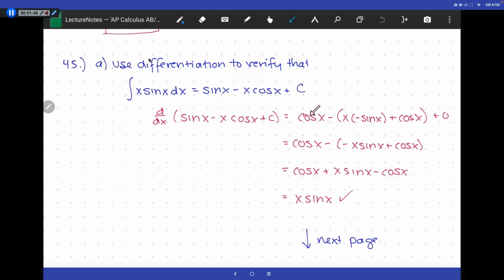And derivative of sine is just cosine. I have to do product rule right here. So it looks like I chose to put the minus sign outside and then do first times derivative of the second plus second times derivative of the first, which is just 1. And derivative of c is 0. And then playing around with this, we can see we'll get x sin x.